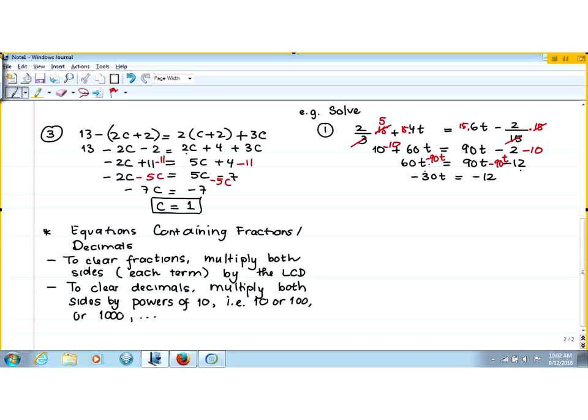Okay. Now what am I supposed to do? Divide by negative 30. All right. Okay. So t is equal to positive, right? Then how do you reduce this? By 6. Okay. So 12 divided by 6, 2, 30 divided by 6, 5. So that's it. Your t is 2 over 5.